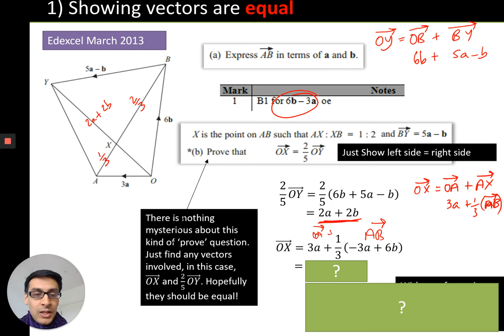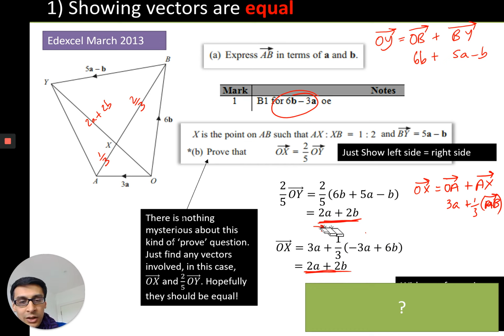After that, it's just a case of simplifying it. So you multiply everything by a third. So -3 times a third will be -1, and 6 times a third is going to be 2. So you get your answer here, 2a plus 2b. Now what you've actually just worked out is that both of these are parallel to each other, but also that they're the same size.